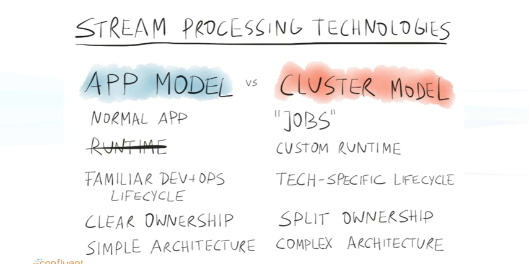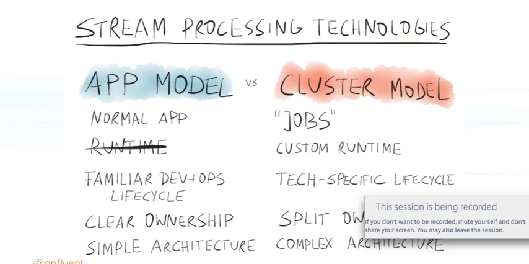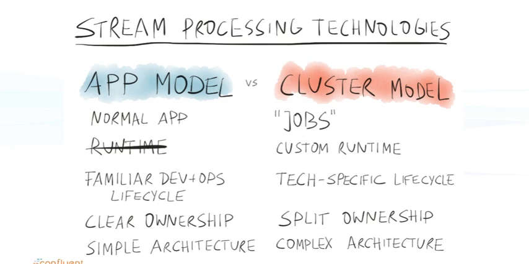So for the application model, you have these normal DevOps life cycles. You have clear ownership because you have much smaller pieces of things that you need to think about and worry about, and a similar architecture to begin with. Contrasting this to the cluster model, you have a very specific life cycle that is tailored to the technology. You have this split ownership, which I showed visually in the previous slide with blue color. And you also typically end up with a much more complex architecture because you need to stitch together different clusters, different systems in order to implement a given use case.